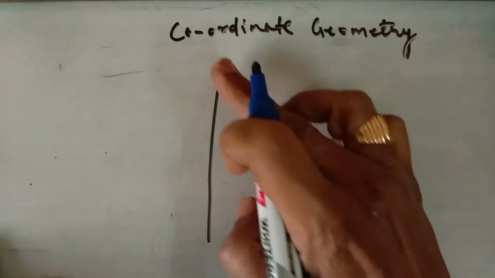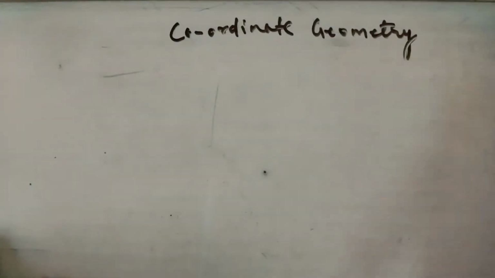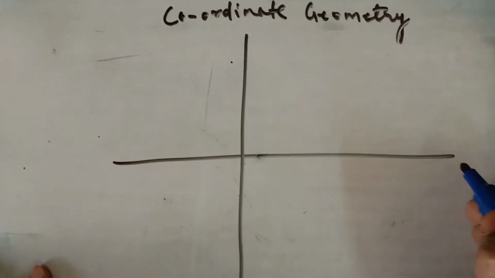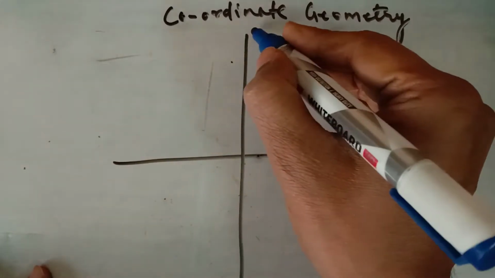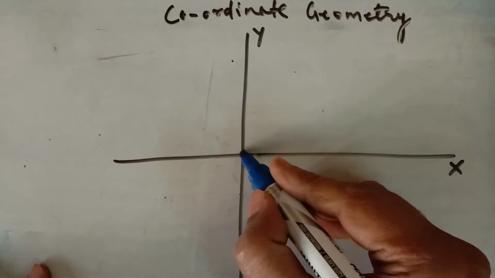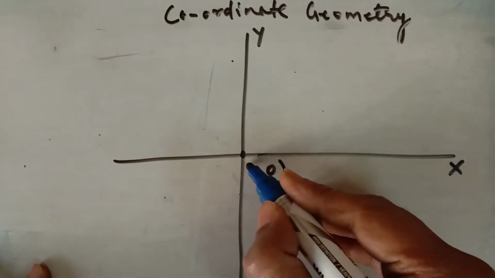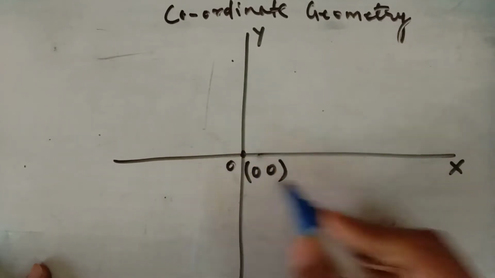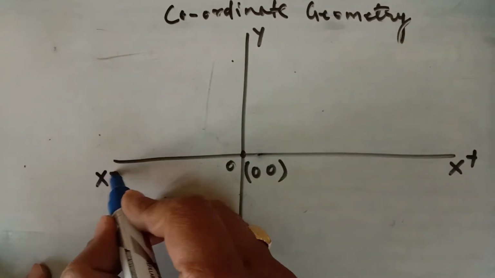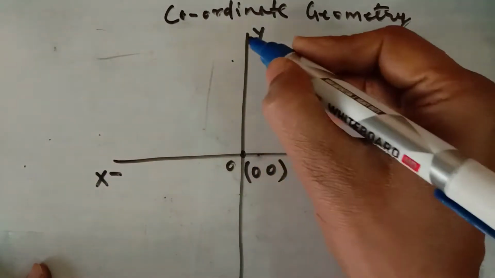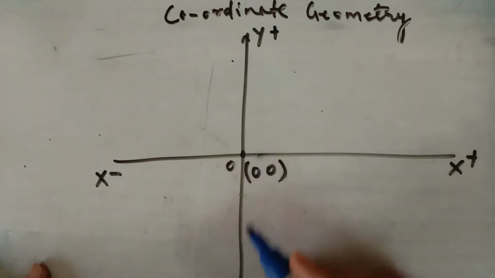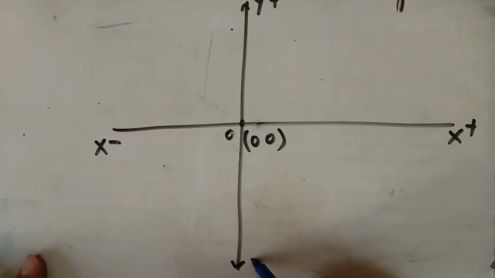In that, you have learned that there is an x-axis and a y-axis. This is the rectangular coordinate system. This horizontal line denotes the x-axis, and the vertical line is the y-axis. This is the origin, where the two axes meet. From the origin to the right-hand side, it is known as the positive x-axis. From the origin to the left-hand side, it is known as the negative x-axis. From the origin upward is the positive y-axis, and from the origin downward, it is known as the negative y-axis.